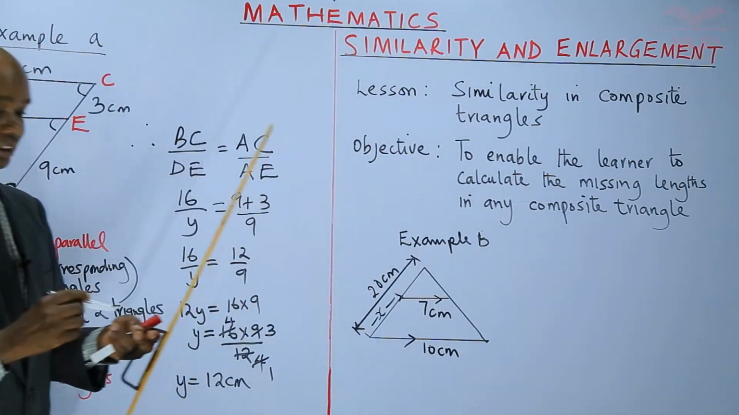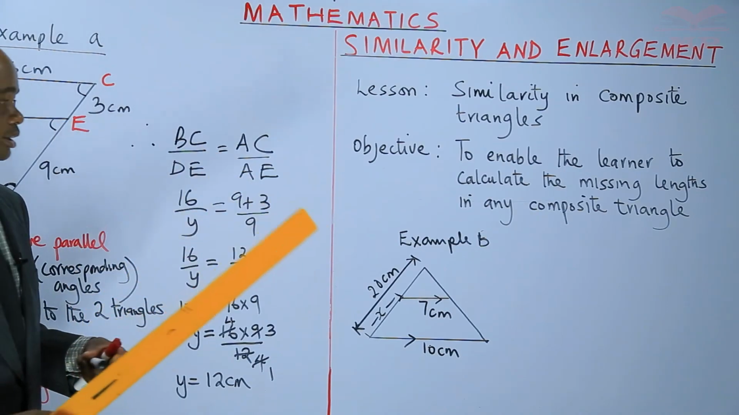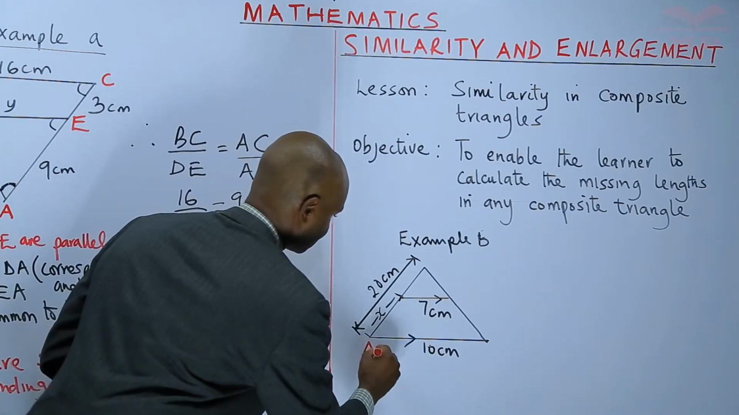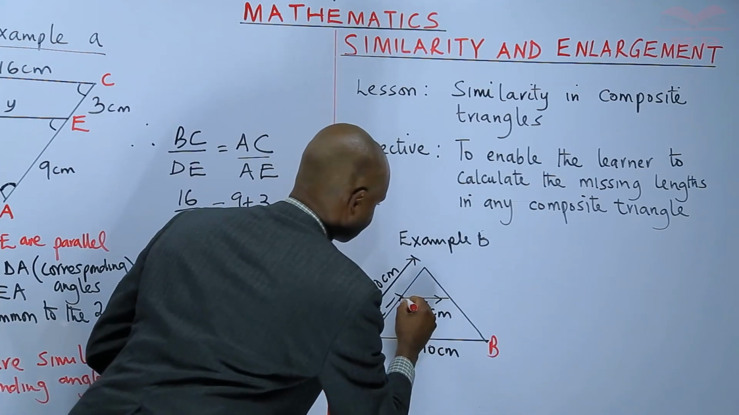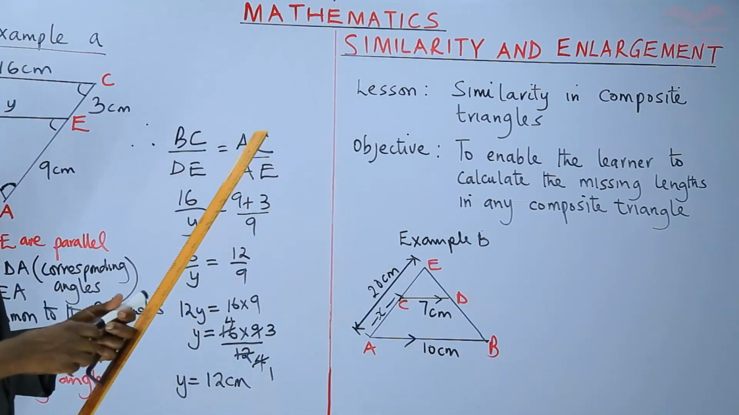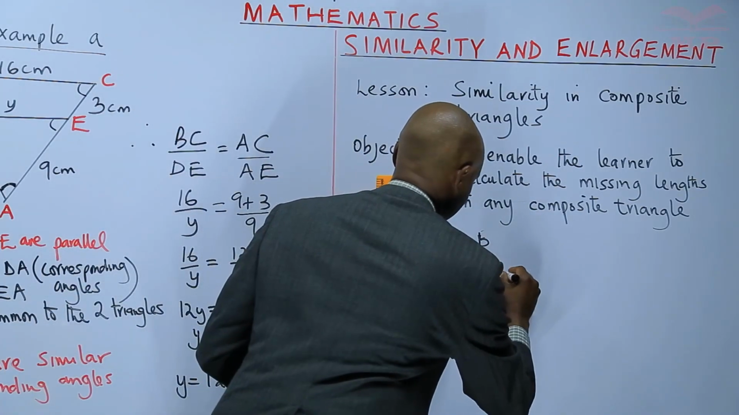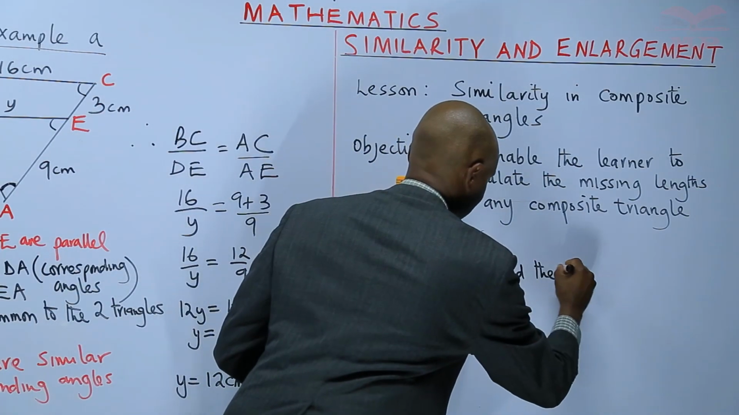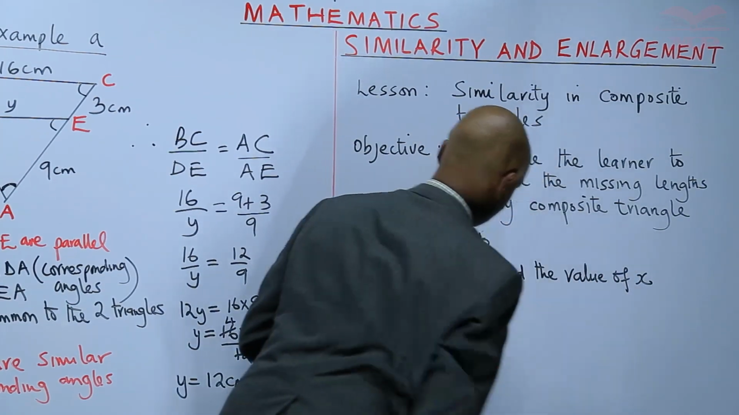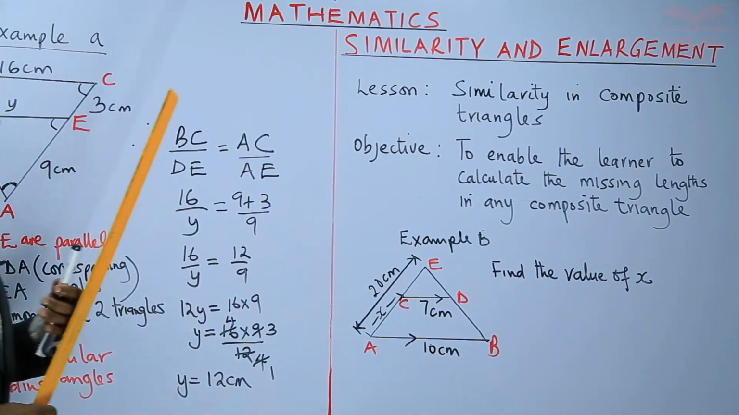So we still have the second example where we still have the composite. It is a composite triangle. You can give it vertices A, B, C, D, E. So in that, they tell you find the value of x.